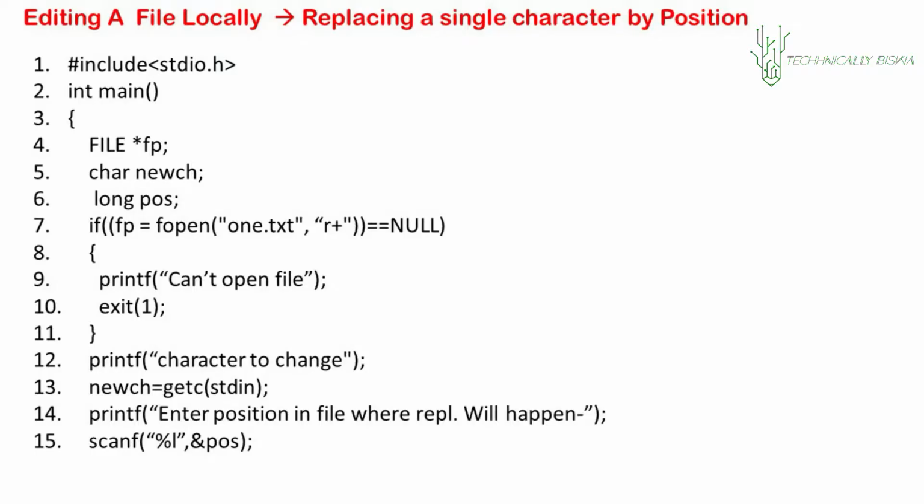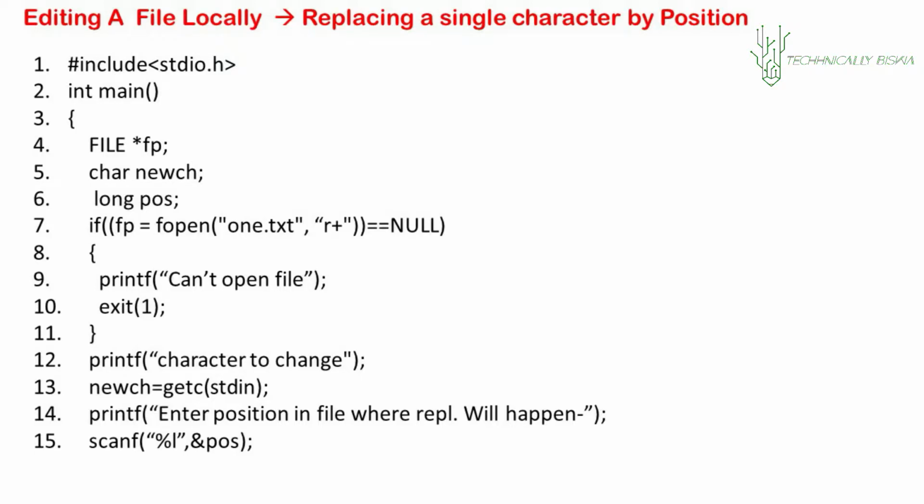Here is the slide for you, have a look. New character, the variable, and position as a long integer I have taken. Next, I am checking while opening the file if it returns NULL. If you remember, this checking is very important because sometimes you may not be able to open a file, for many reasons. Maybe you don't have permission, maybe the file is corrupt. If you cannot open a file, you cannot continue. So I give a message and exit the program.